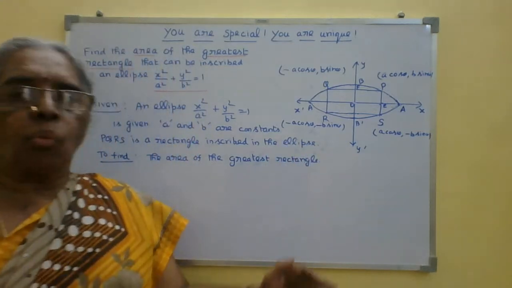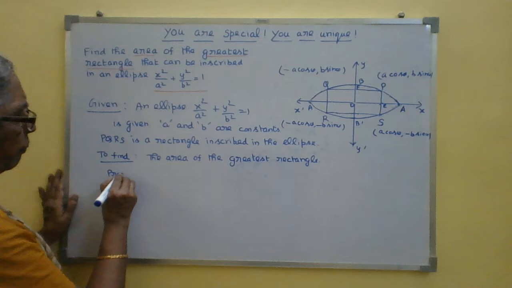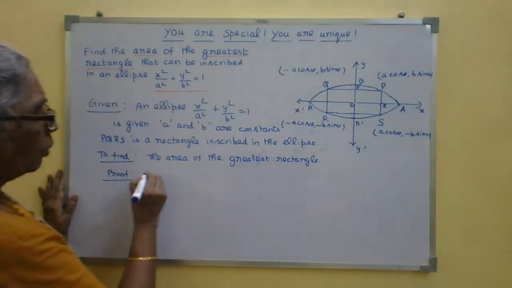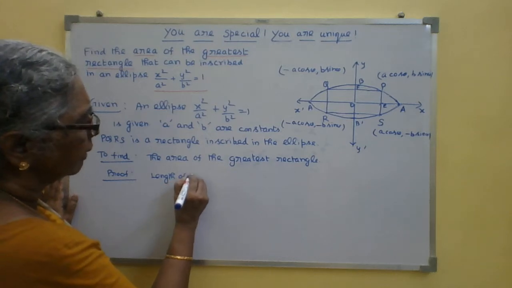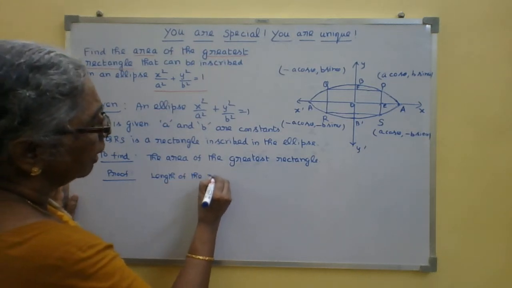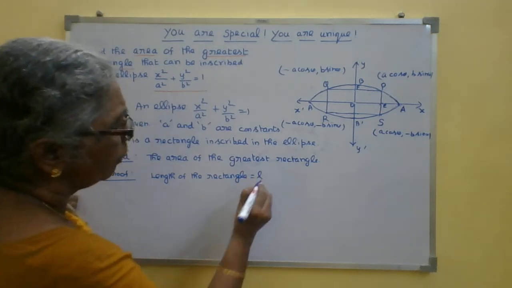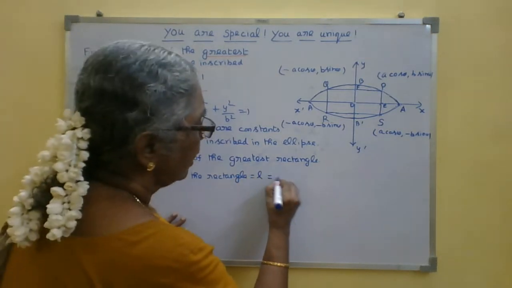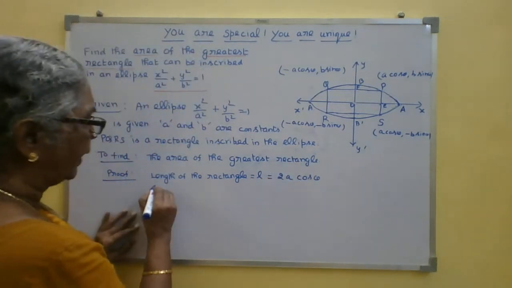So now we can move on to the proof part here. So coming to the proof. Now, what is the length of the rectangle? The length of the rectangle, that we will represent by the letter small l. Okay, normally length is L and breadth is B. That will be equal to 2a cos theta, which I already explained to you how it is.